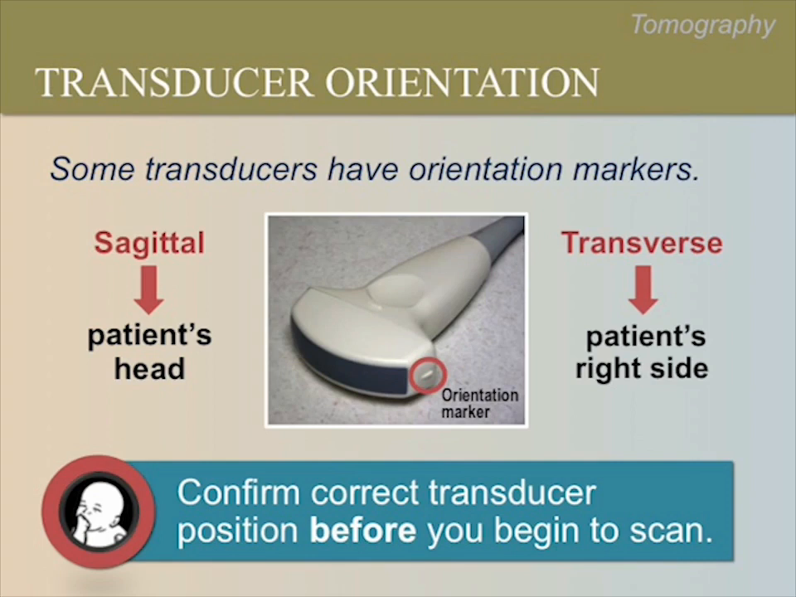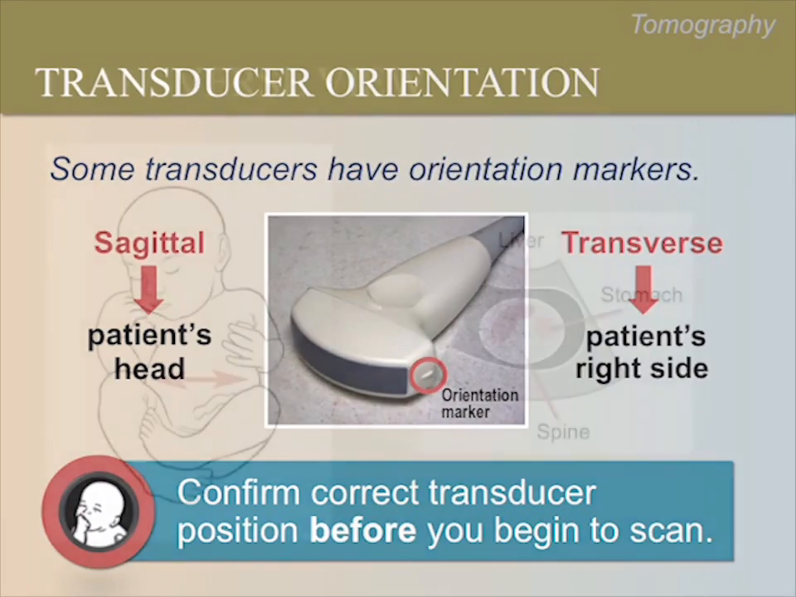If the transducer is correctly positioned, as you move the transducer towards the right side of the patient, transverse, and towards the patient's head, in the sagittal plane, you will see the image move to the left side of the screen. Even if your transducer doesn't have a marker, always make sure you have the correct position before you begin to scan.